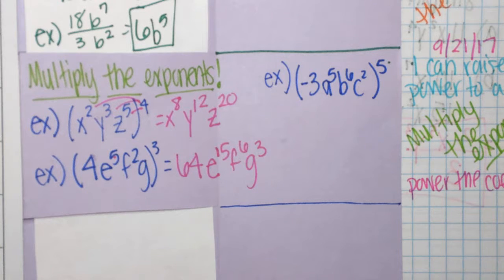If you're going to use the caret button, put it in parentheses. That up button is called a caret. If you use that, put in parentheses. Always put your negatives in parentheses.